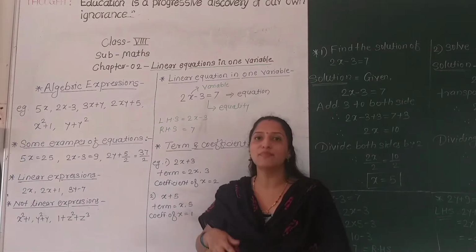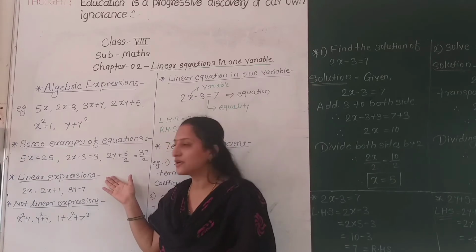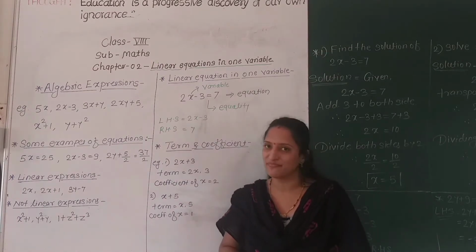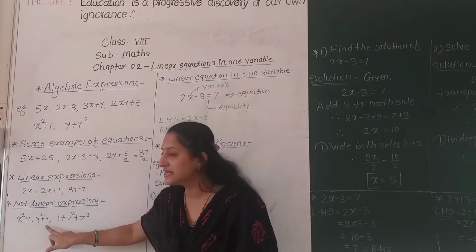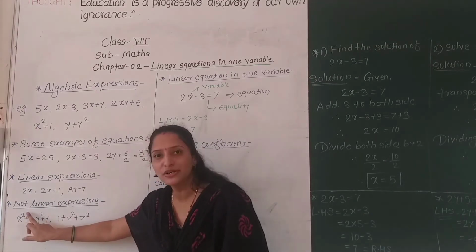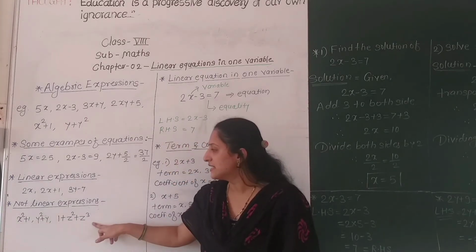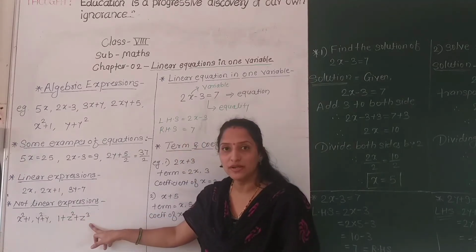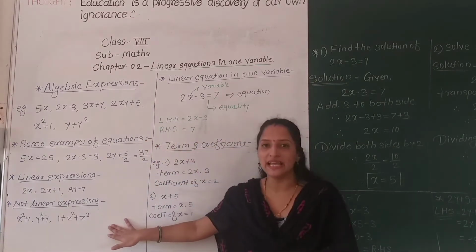When highest power of the variable is 1, then these algebraic expressions are called linear expressions. Okay. Now look at here, x square plus 1, y square plus y. Here x square plus 1, that means highest power of the variable is 2. Also in this algebraic expression, 1 plus z square plus z cube, here highest power of the variable is 3. So these are not linear expressions.